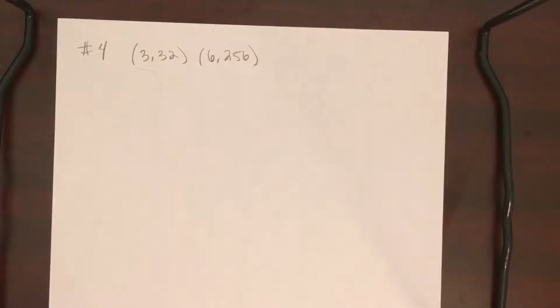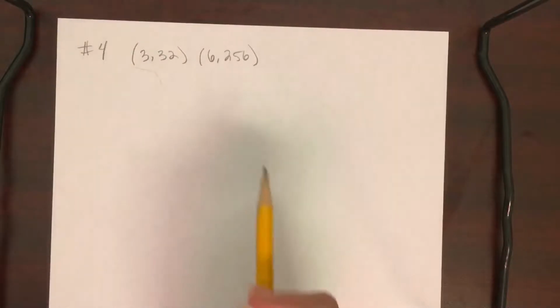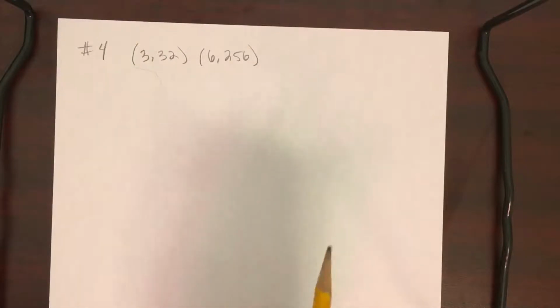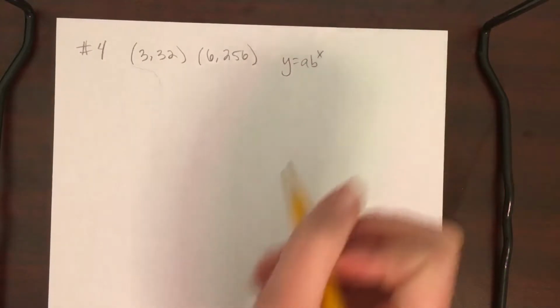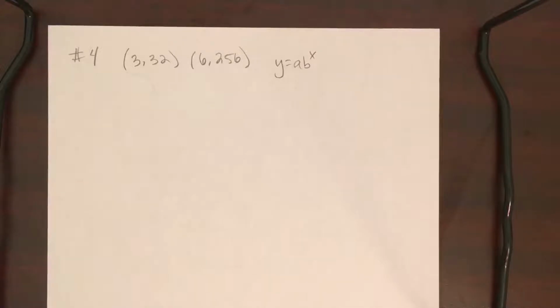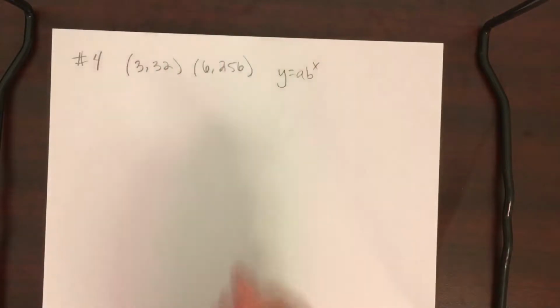All right, let's take a look at another equation that we want to find that's exponential that passes through these 2 points, (3, 32) and (6, 256). And again, exponential, I'm saying this a lot, so hopefully this sinks in. That is the form for an exponential equation, which means you're multiplying by something.